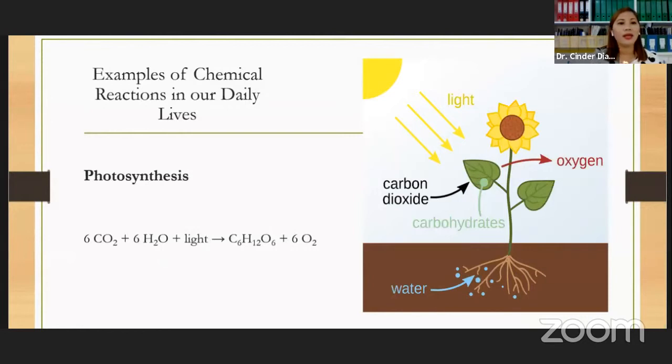Another example is photosynthesis. Of course, photosynthesis is very important in our daily life because plants use a chemical reaction called photosynthesis to convert carbon dioxide and water into food, which is known as glucose, and oxygen. It's a key reaction because it generates oxygen and yields food for plants and animals. So the overall chemical reaction for photosynthesis is carbon dioxide plus water plus light, and that will give us the products glucose and oxygen.